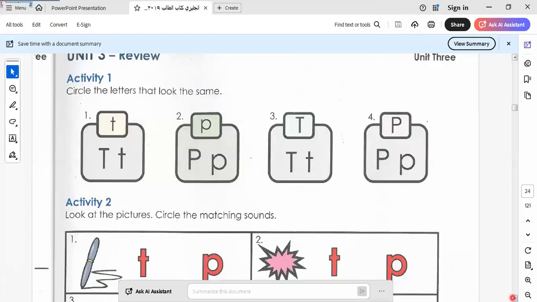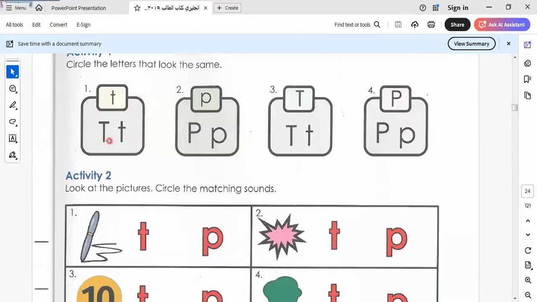Here is the review of the unit. Let's review the unit. Today we know capital T and small t, capital B and small b. Here we say circle the letters that look the same. So here we select the same letters. Here is small t. Which one is similar to this one? This one is this one. Capital B, and here is small b, like small b.